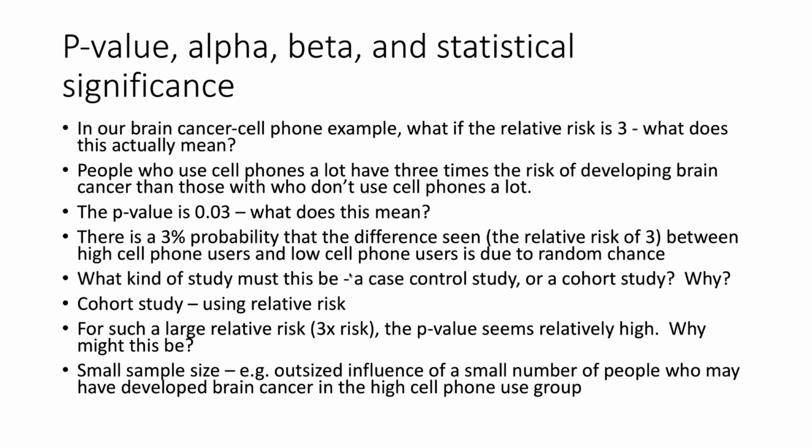So if I'm getting this right, you should see a p-value of 0.01 because the difference seen between the high cell phone users and low cell phone users shouldn't be due to random chance if the relative risk is 10 times greater. Correct. Yeah, exactly. I mean, it's possible to have a p-value of 0.03 with any relative risk, no matter how high it is, right? Even if the relative risk was 20, it's still technically possible.